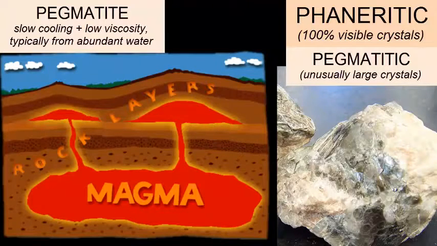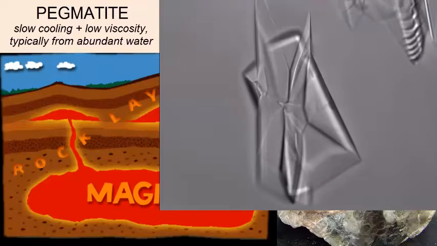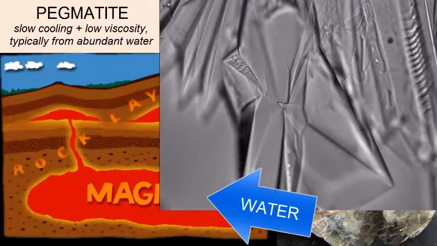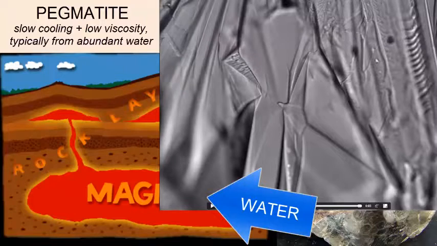Unusually large crystals form when the magma cools slowly and the magma viscosity is very low, usually through the addition of large amounts of water. This low viscosity, or low resistance to flow, means that atoms can migrate quickly and easily to nucleation sites far away, so single crystals can get to be many inches to sometimes feet long.